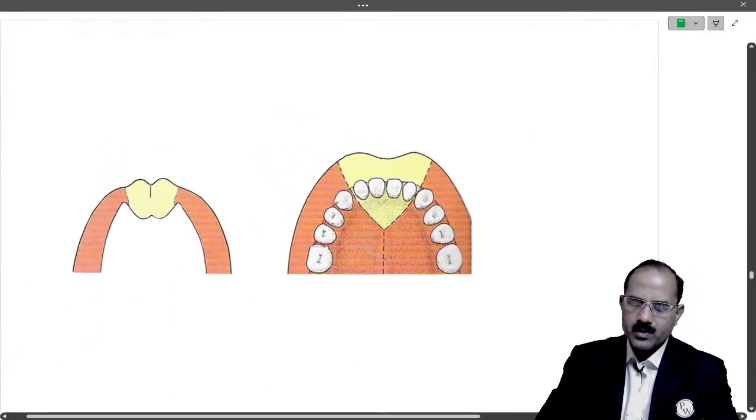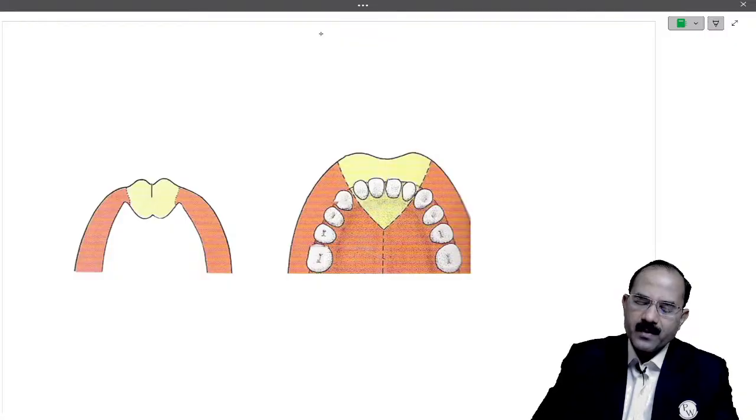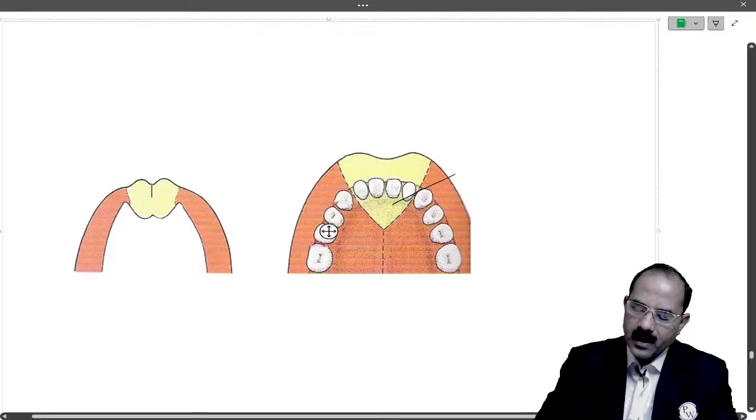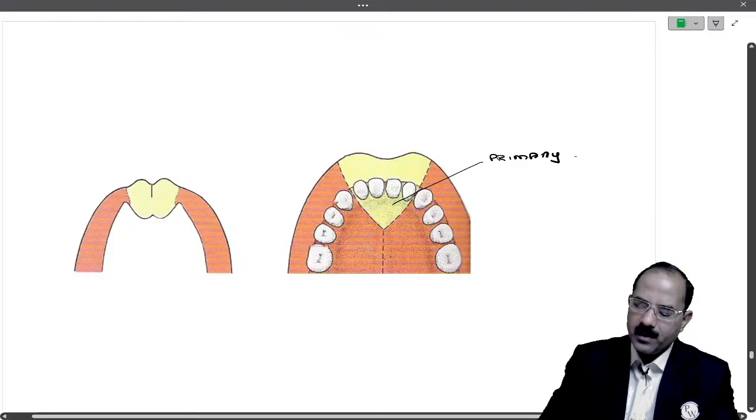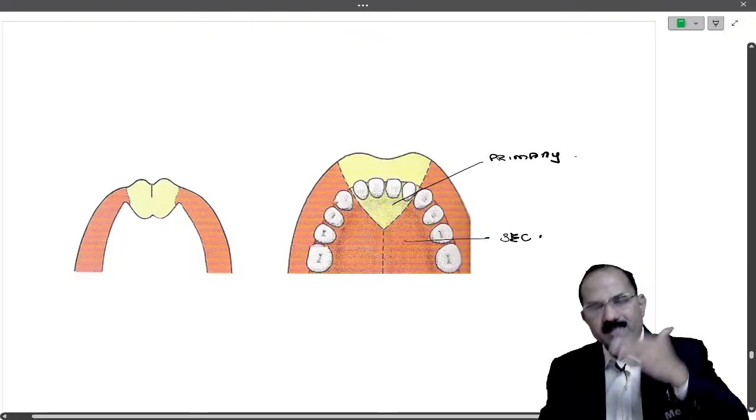Tell me this. What is this? This is the hard palate, and the hard palate is derived from two sources. Correct? This is what we call the primary palate, and this is what we call the secondary palate. So the hard palate is of two parts. One is the primary palate, one is the secondary palate.